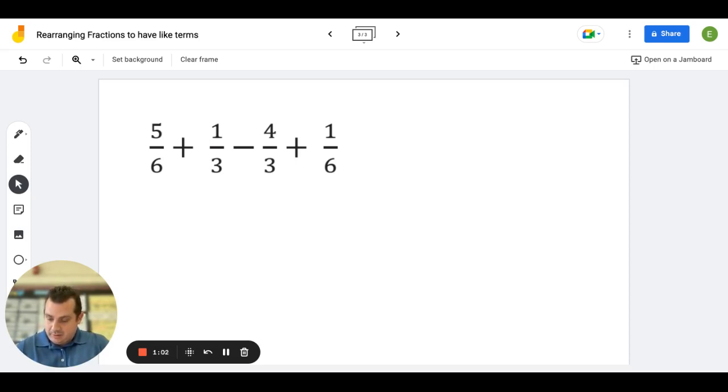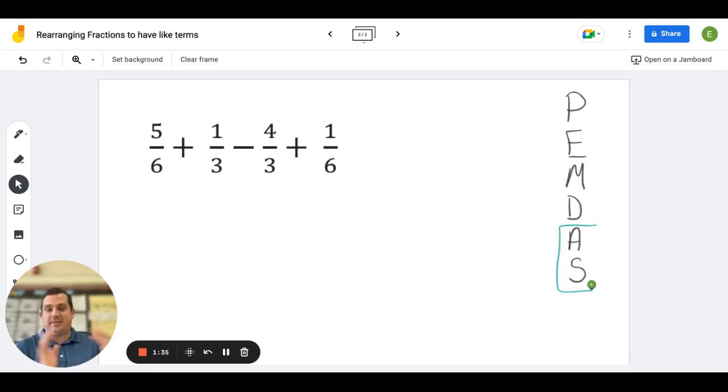We need to remember order of operations. I always mix up. Here we go. PEMDAS. Okay, and you will see here we're going to be just working on addition and subtraction. So we know when we come across addition and subtraction in a problem that you'll do addition and then subtraction from left to right.